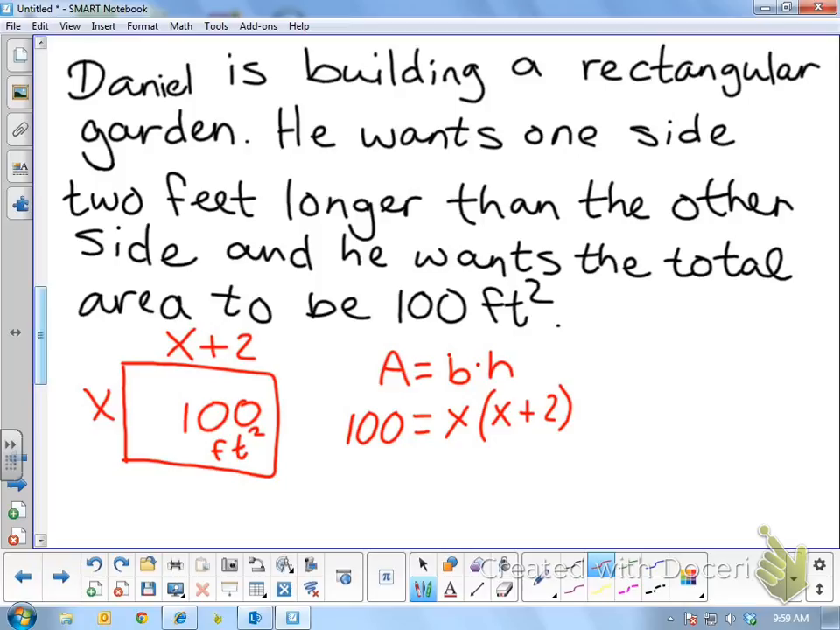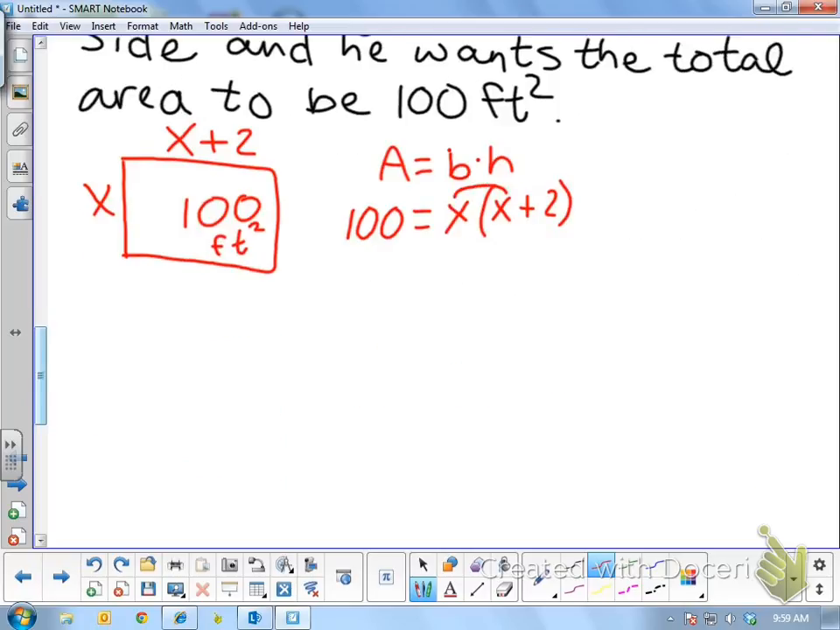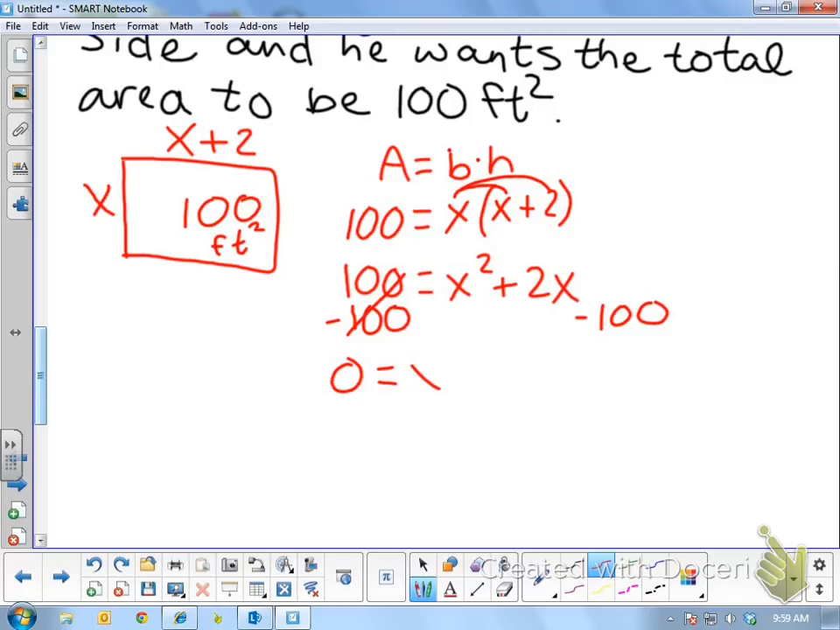So now we have to simplify this enough that we could solve. So we need to distribute. We need to multiply by x. We get 100 is x squared plus 2x. And if I'm going to solve using quadratic formula, because I wanted to practice quadratic formula this time, I need this to be equal to 0. So what should I do to make that happen? Minus 100. So we get 0 equals x squared plus 2x minus 100.